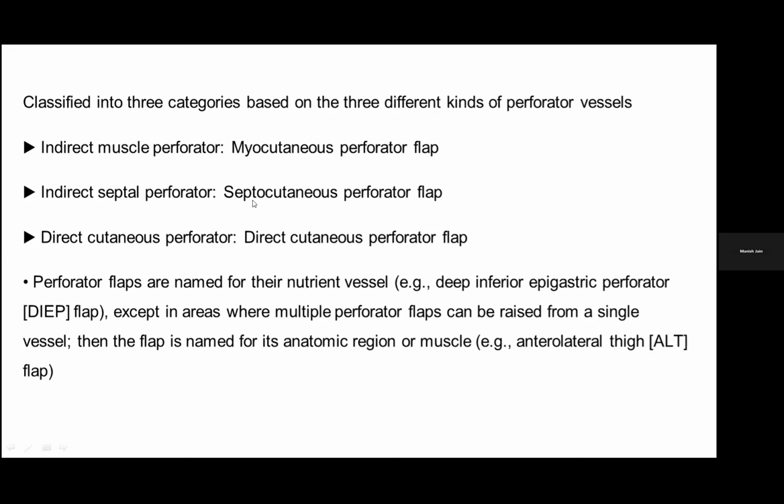In ALT, there are also subcutaneous perforator flaps, in which the septum between the rectus femoris and vastus lateralis is traversed by the perforator, the septocutaneous perforator flaps, and the direct cutaneous perforator flaps, like the SCIP flap. There are many skin flaps with a direct cutaneous perforator. So a perforator flap can be named according to the nutrient vessel, like the deep inferior epigastric perforator flap, which we use in breast reconstruction, or depending on the anatomical region, like the ALT flap, in which there are multiple perforators. So we call that flap according to the anatomical region, anterolateral thigh flap.